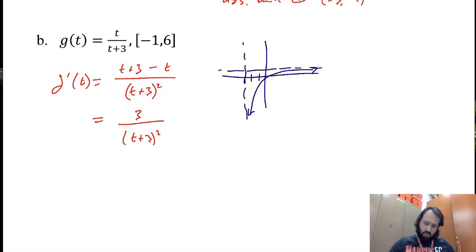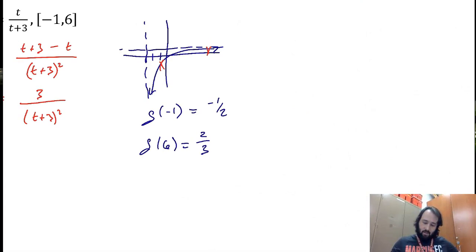So really, I just need to check the endpoints. So at negative 1, what is my value? At 6, what is my value? And then that's going to be my absolute max and my absolute minimum there. So g of negative 1 is negative 1 over 2, so negative 1/2. G of 6 is 6 over 9, which would be 2/3. So this would be my absolute min and absolute max.